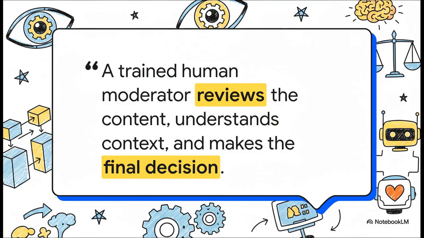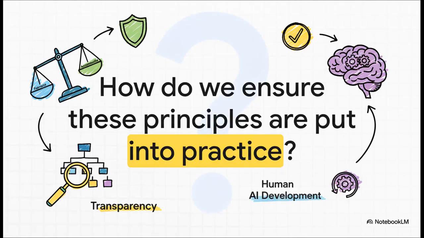Content moderation online is a perfect example of this. A good human-in-the-loop system isn't just someone mindlessly clicking buttons. It's a trained moderator who gets the context, who understands cultural nuance, and who has the final say. They can look at what the AI flagged and say, nope, you got this one wrong, and make the final call. That's meaningful oversight.